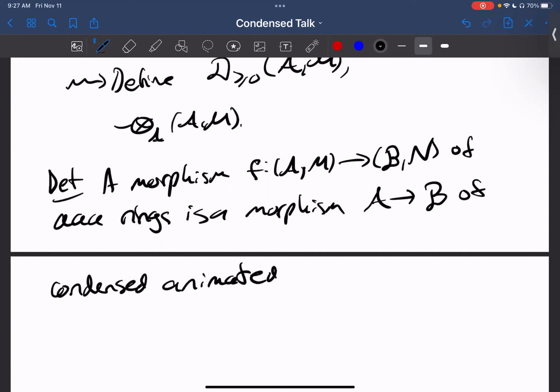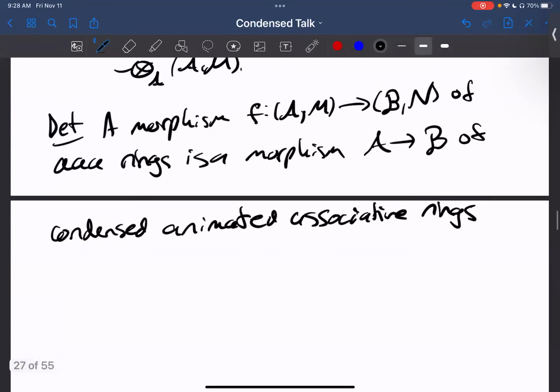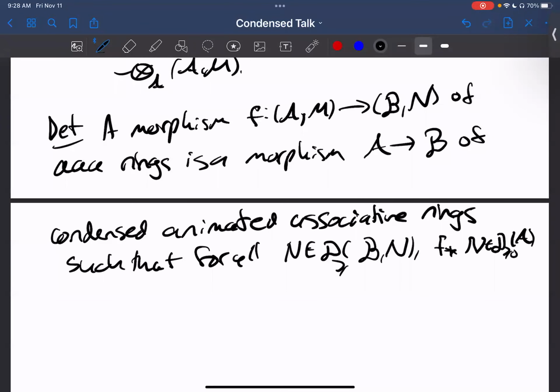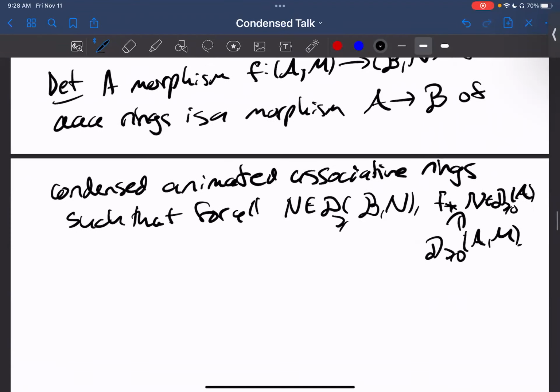So a morphism is some underlying morphism of condensed animated associative rings such that for all modules N in this derived category here, the pullback, which a priori only lives in D of A, is actually in M-complete A modules. All right.